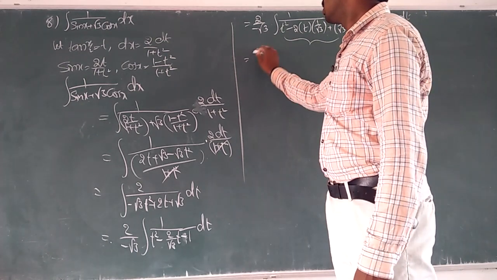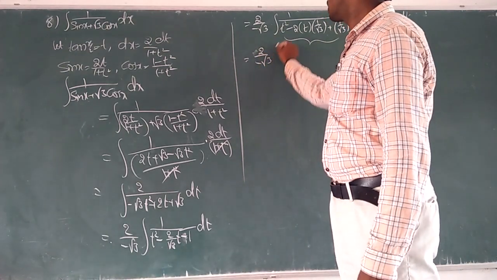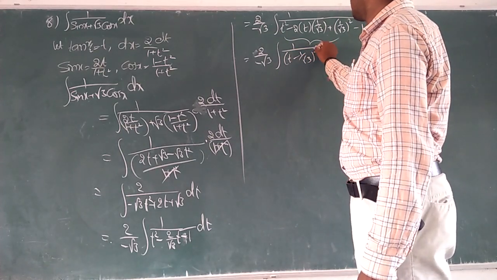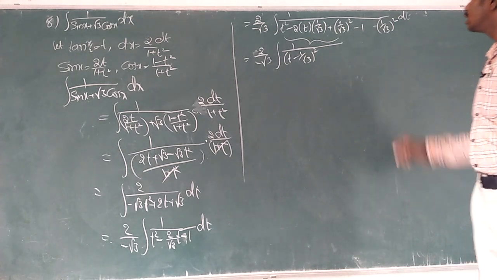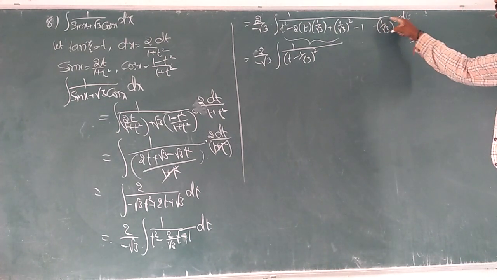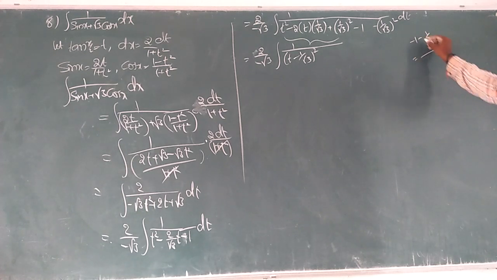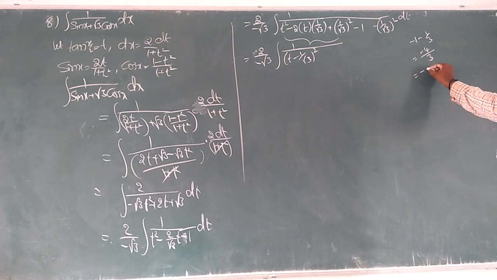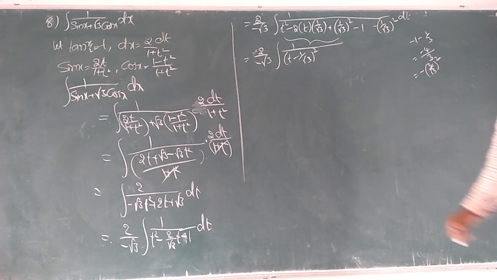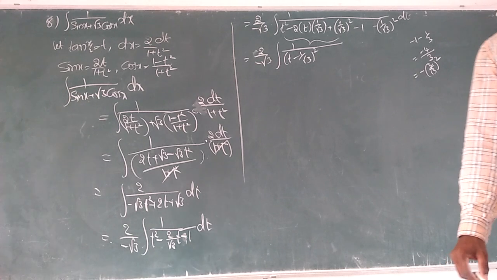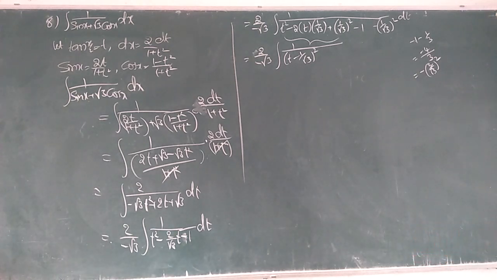So which is called 2 by minus root 3 into integration 1 by 3 minus 1 by root 3 whole square. Simplifying, we get this is minus 1, and root 3 square is 3. So 3 minus 3 minus 1 is minus 4 by 3. So minus 4 by 3 means minus 2 by root 3 whole square. Okay, minus 2 by root 3 whole square. Am I right?